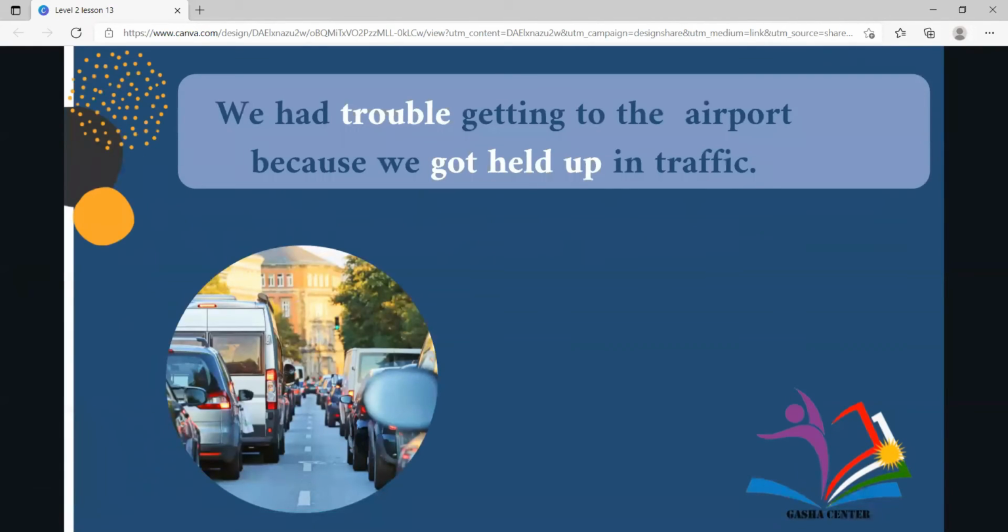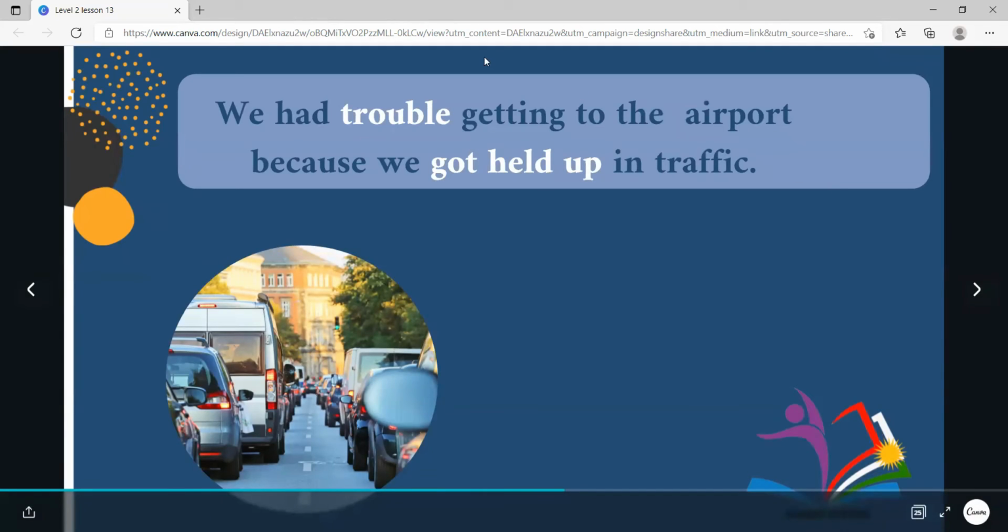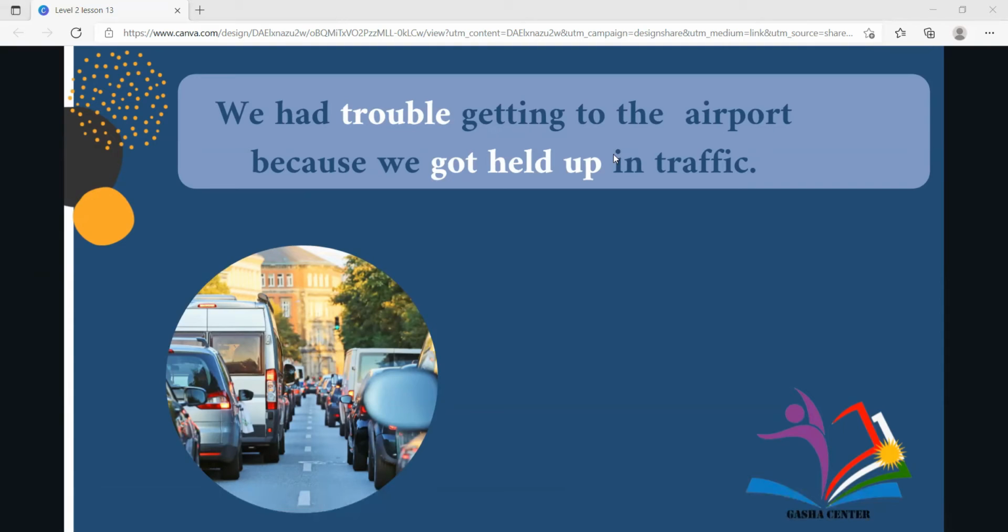Yes, we had trouble getting to the airport because we got held up in traffic. What is the trouble? They got held up. What's holding up? Have you ever heard it? It means stuck in the traffic light? Yes, stuck and waiting, you can say. Hold up or held up. This is the past form, held up. The basic, present one is hold.